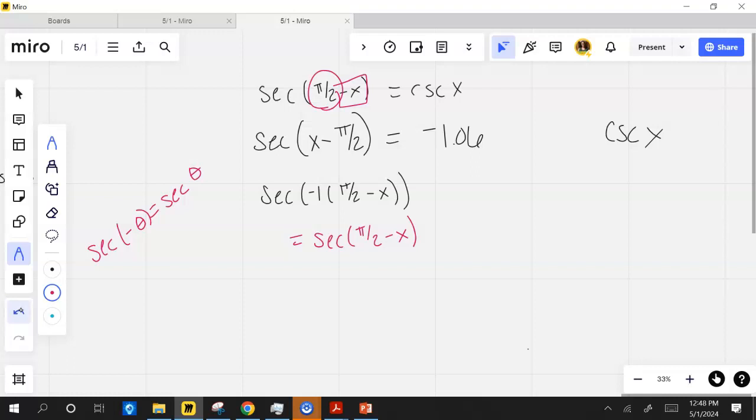Are you cold? And the secant of pi over 2 minus x is cosecant theta.